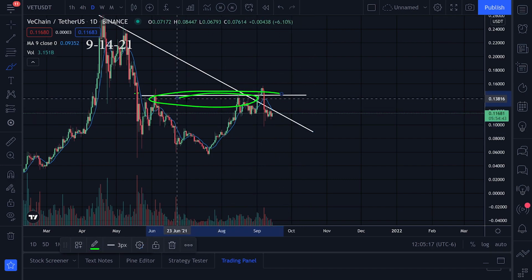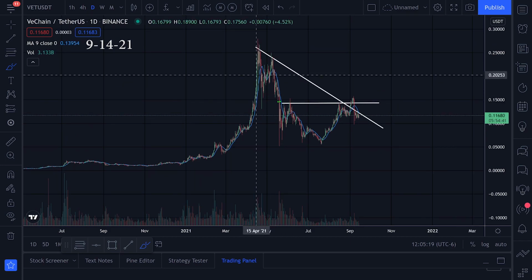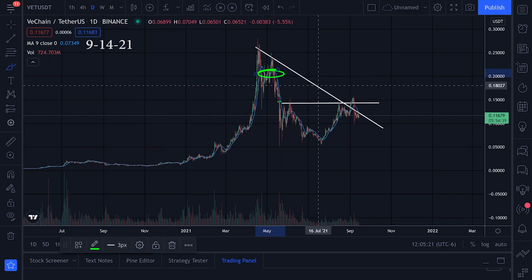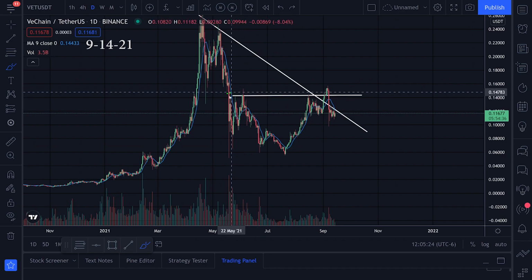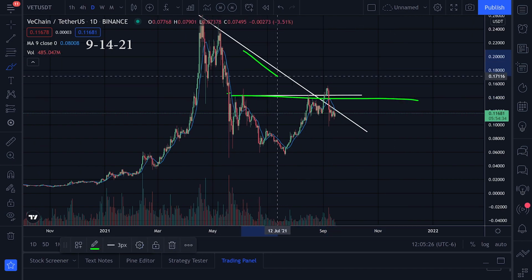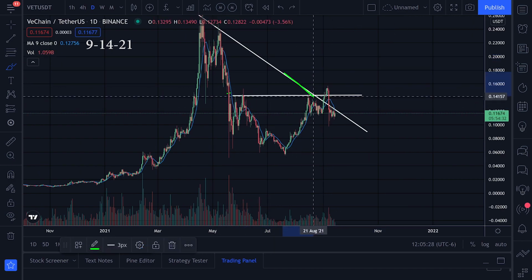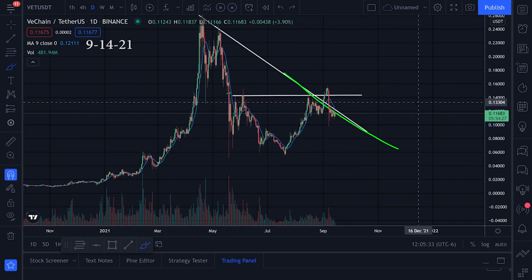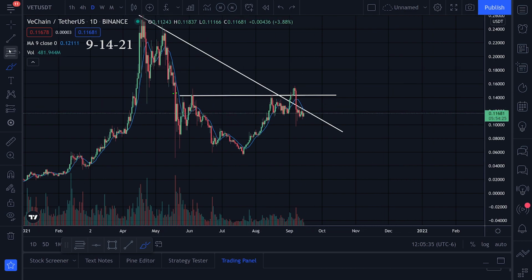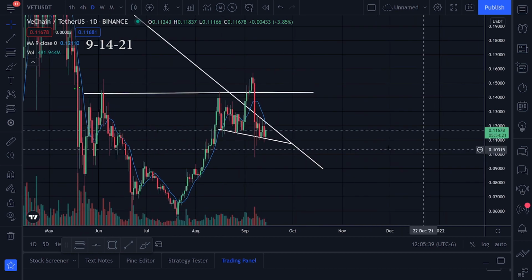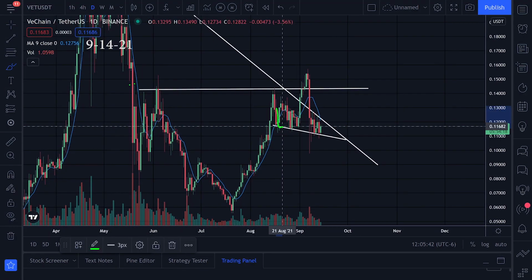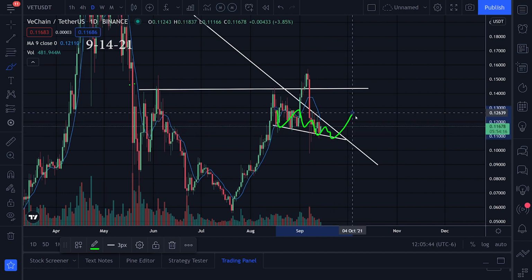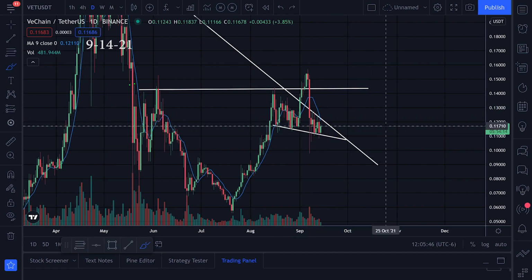After it breaks this little resistance right there, we can maybe come up and retest this resistance. But like I said, we have to break this trend line first, and then we'd have to break this trend line pretty much. So those are the two things that I'd be watching on VeChain. We also have maybe some support coming in like this. Maybe we could hold support on this line and maybe get some bounces and then break through right there, something like that. That's basically what I would be watching on VeChain.